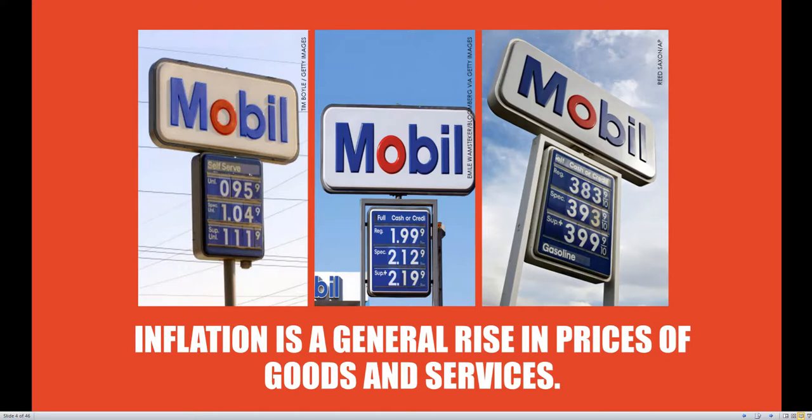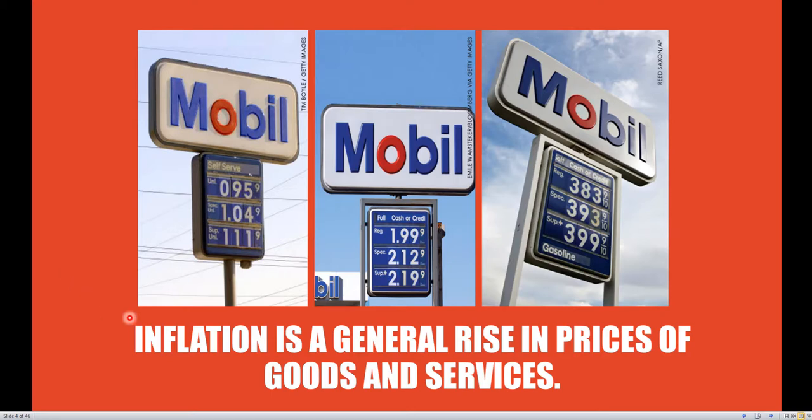Inflation is just a general rise in the prices of goods and services. And we can focus in on a few goods where inflation is happening. So gasoline, in this example that we see on the slide. If the price of gasoline goes from 95 cents to $1.99 all the way to $3.83, we notice that this is an increase in the price of this particular good, and we can consider this to be some type of inflation. If you can believe this, gasoline was less than $1 per gallon in the 90s and early 2000s.